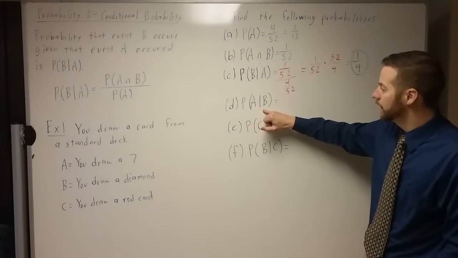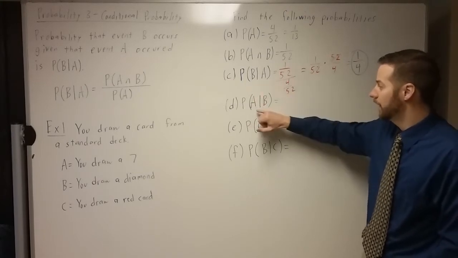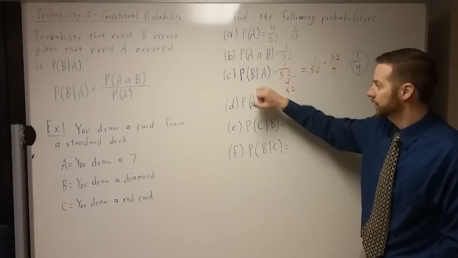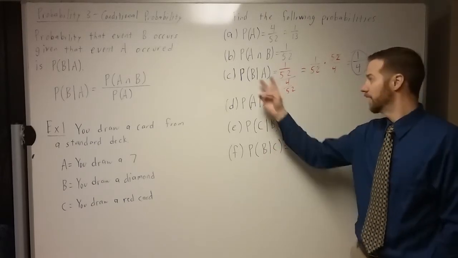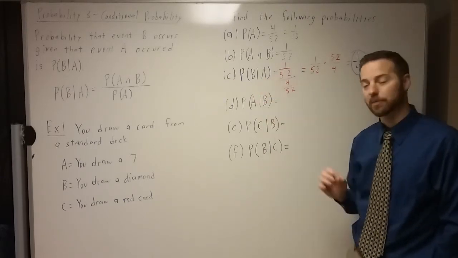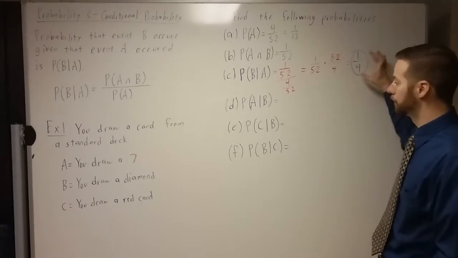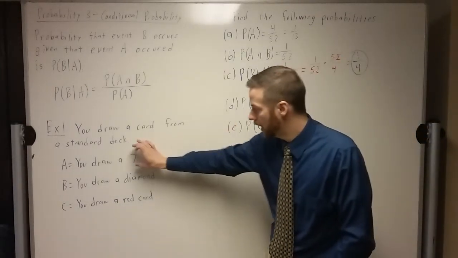So here, let's try another one. Probability of A given B. Now, do you notice we've got the same 2 letters here? I wanted to do this on purpose because I wanted to see, does the order matter? B given A, is that the same thing as A given B? Will it come out to the exact same answer of 1/4? Well, let's think about this in words.